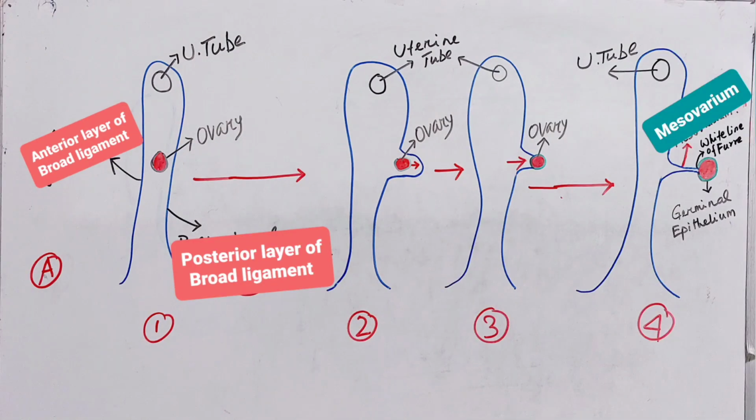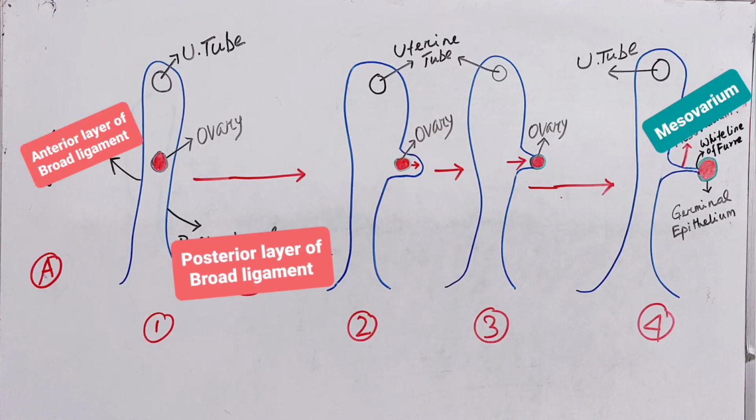In the fourth diagram, you see the ovary is outside the two layers of broad ligament, and the anterior border of the ovary is connected with the posterior layer of the broad ligament by means of a stalk, and that is called the mesovarium. It acts as a mesentery of the ovary, so the name is mesovarium, and the mesovarium is a part of the broad ligament through which the ovarian vessels enter the ovary to supply it.